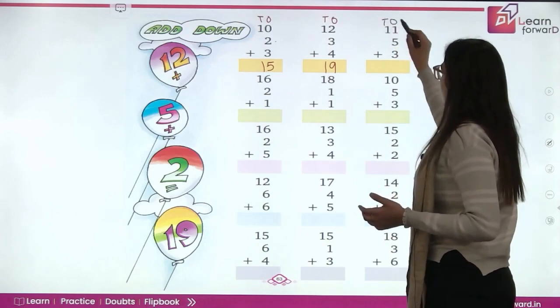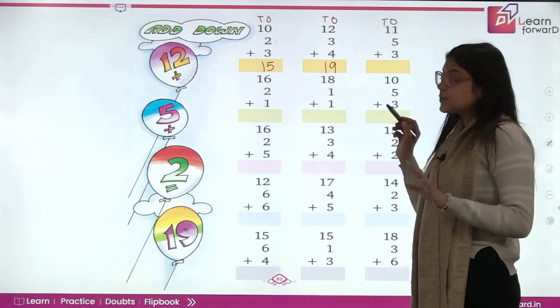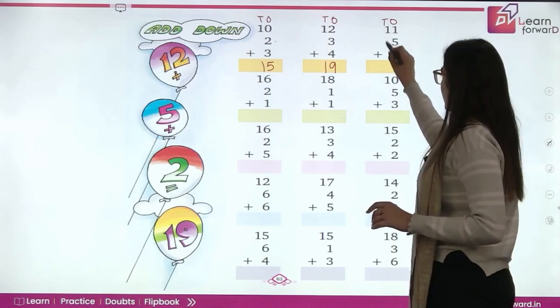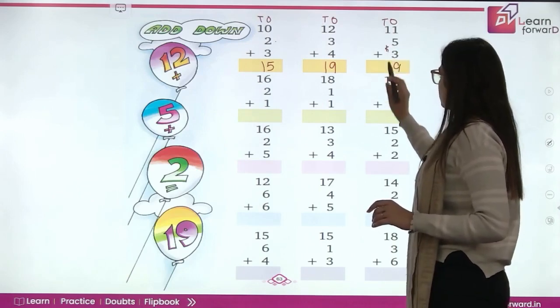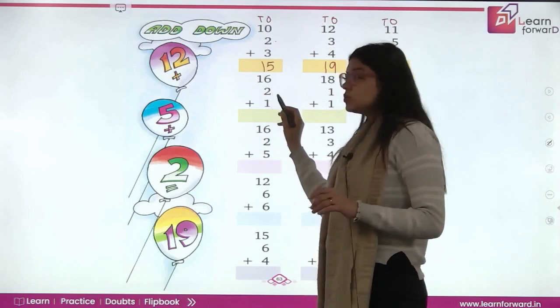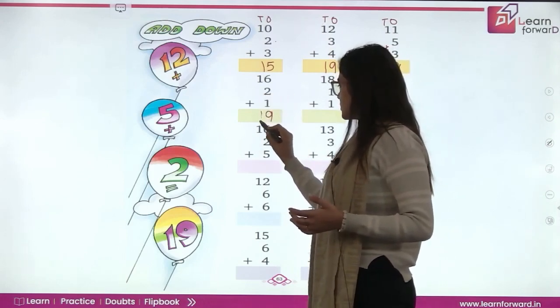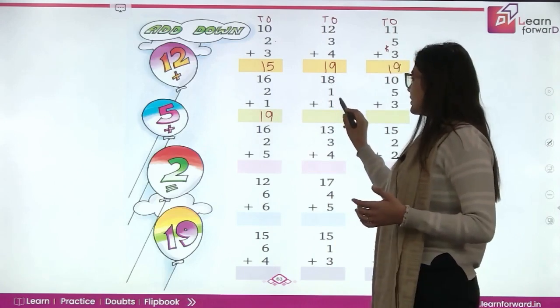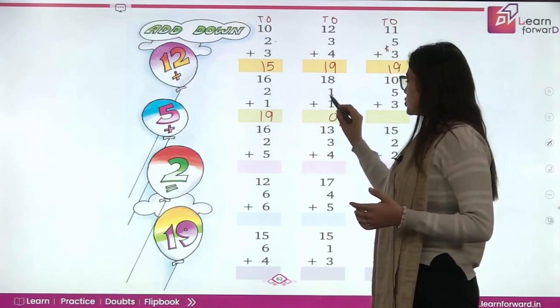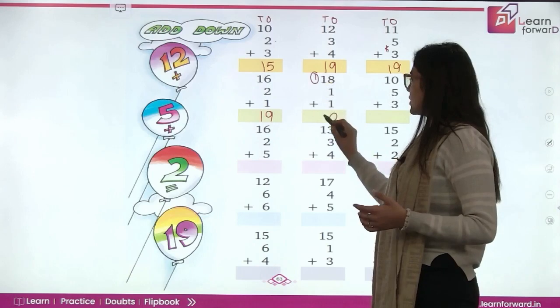Now add 5 plus 1. It is 6. 6 plus 3 is 9 and 1 here. 6 plus 2, 8. 8 plus 1 is 9 and 1 as it is. 8 plus 1, 9. 9 plus 1, 10. So we will carry it over here. 1 plus 1 is 2.